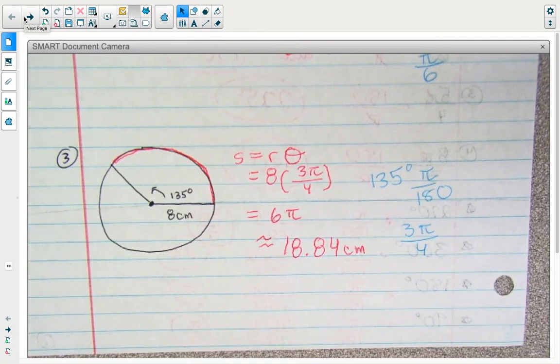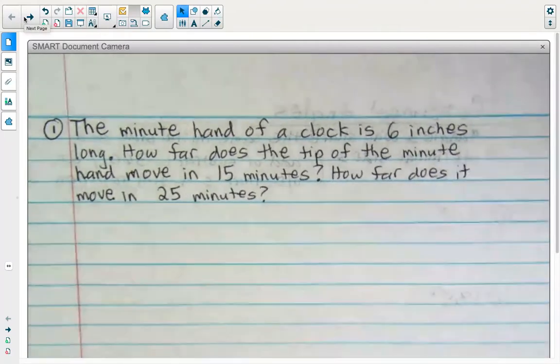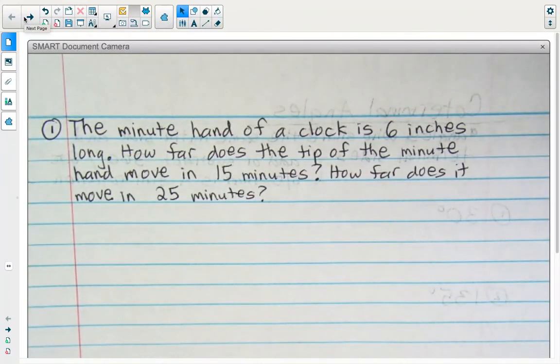Now let's do one of these problems in like a word problem form. We're still using the formula. It just may be written a little differently, so I don't want you to be intimidated by that. So the minute hand of a clock is 6 inches long. How far does the tip of the minute hand move in 15 minutes? How far does it move in 25 minutes? So let's write our formula down.